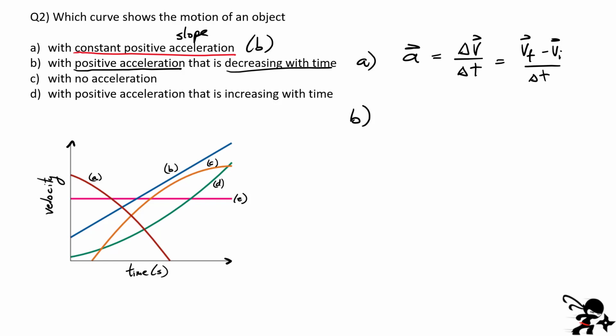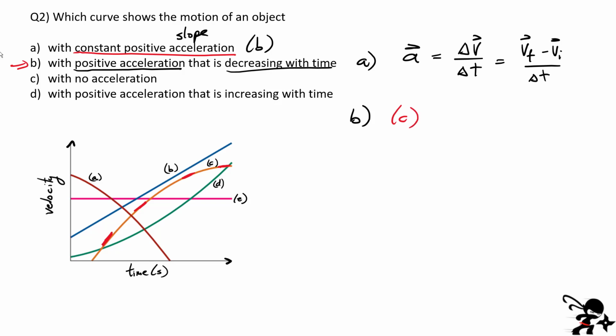So let's look at choice C over here. If I draw a slope over here, I have a positive acceleration. If I go a little bit further in time, I still have a positive slope. But what is that slope doing? Compare these three little lines over here. The slope is actually getting smaller, right? So it's decreasing with time. So for choice B over here, I think the best choice would be curve C.